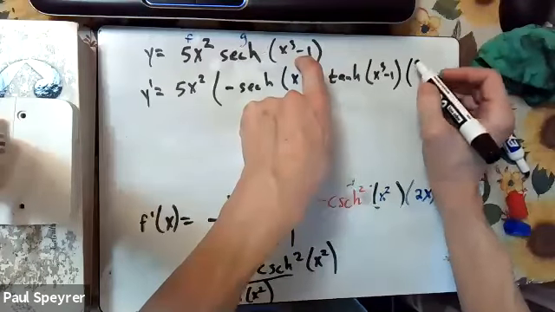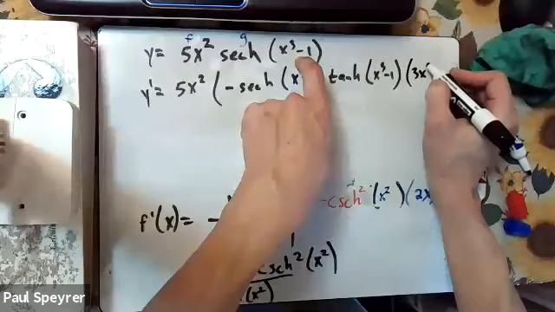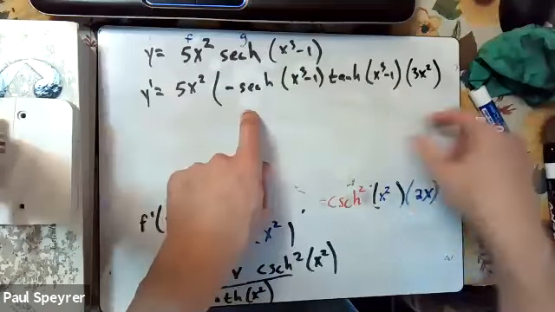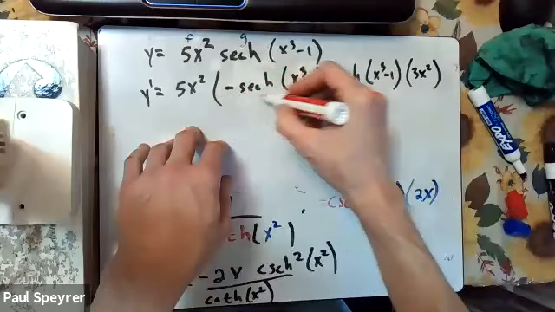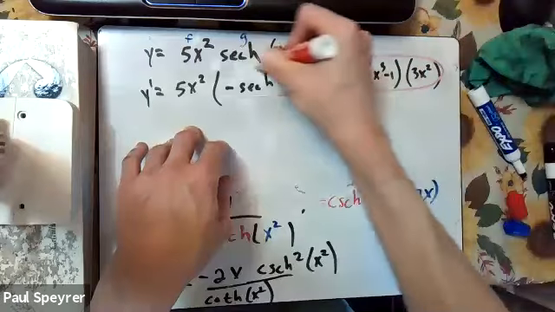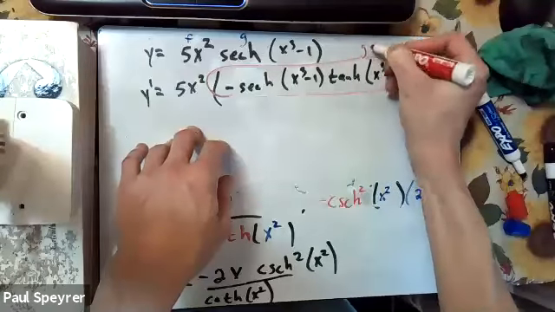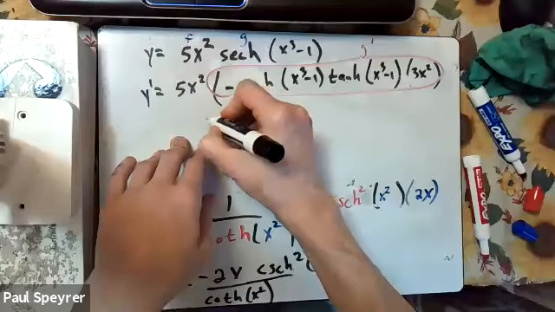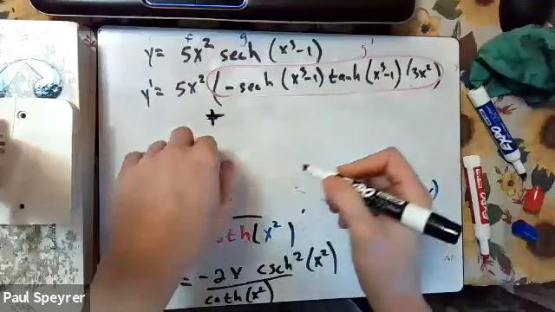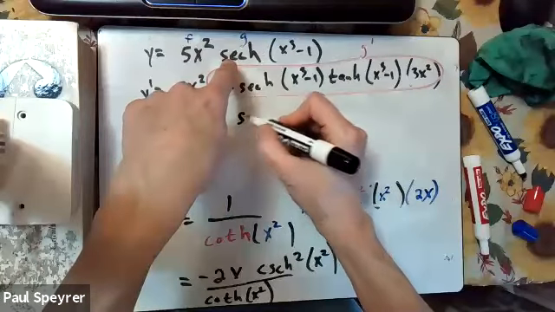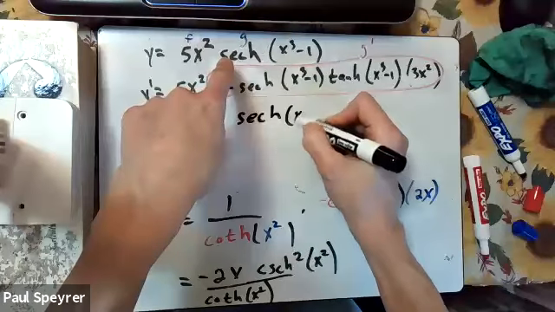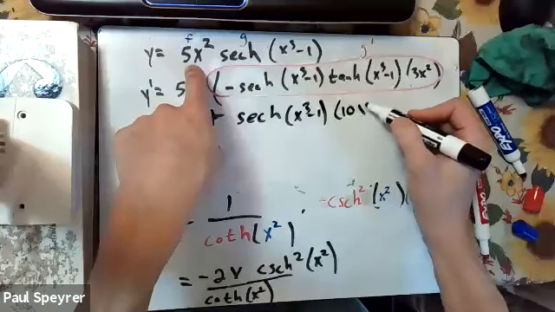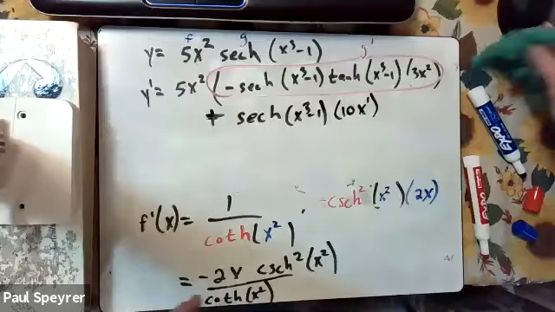So we have to derive the x cubed minus 1. What is the derivative of x cubed minus 1? It's 3x squared, and then the derivative of a constant is just 0. So this whole thing here is your G prime. And then we still have to do plus G F prime. G was hyperbolic secant of x cubed minus 1. And the derivative of F is 10x to the first, right? It's a lot easier to do.